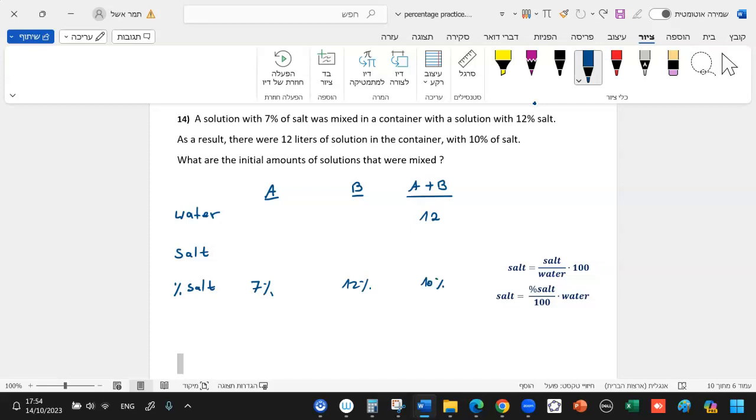What we need to find is the amounts of solutions in A and B. The amount of solutions is actually the amount of water in each of them. The salt doesn't add to the total amount. We know that together the two solutions amount is 12, and we need to find A and B. Let's take the amount of water in A is X, so in B it must be 12 minus X.